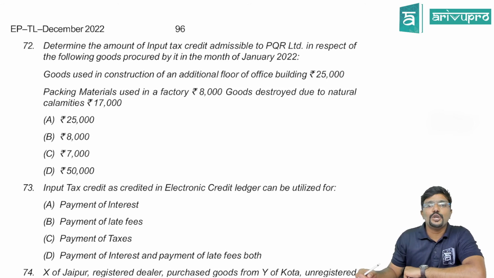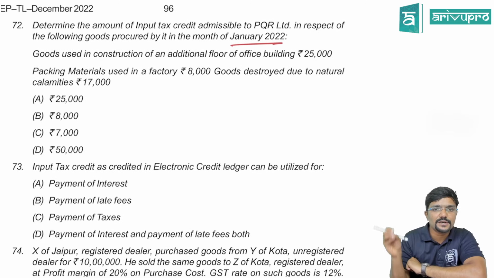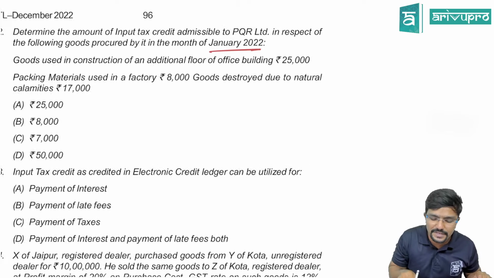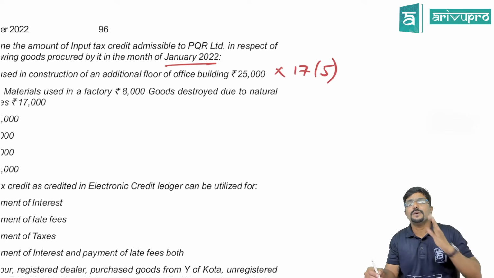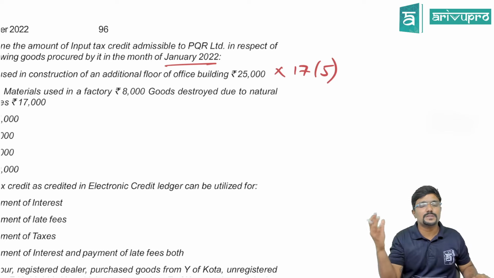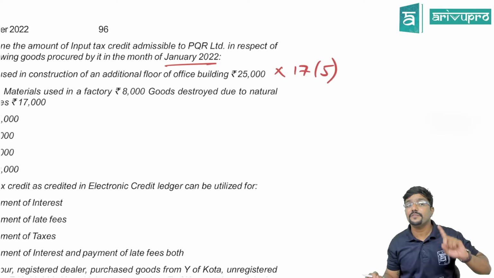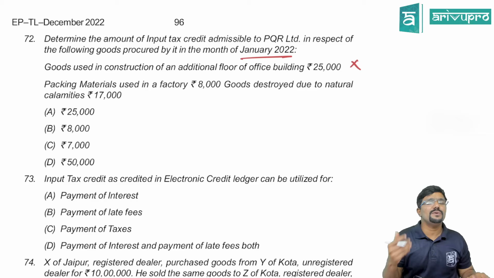72. Determine the amount of input tax credit admissible to PQR Limited in respect of the following goods procured by it in the month of January 2022. Okay. Goods used in the construction of an additional floor of office building. See, this is not allowed. It is specifically blocked under section 17.5, guys. If any goods or services are purchased for the purpose of construction of an office building on your own account, credit is blocked. But for plant and machinery, it is allowed. Okay. So obviously when it is an office building, you will capitalize it.